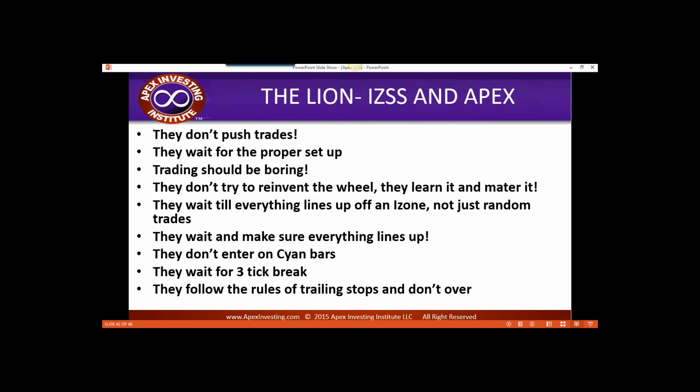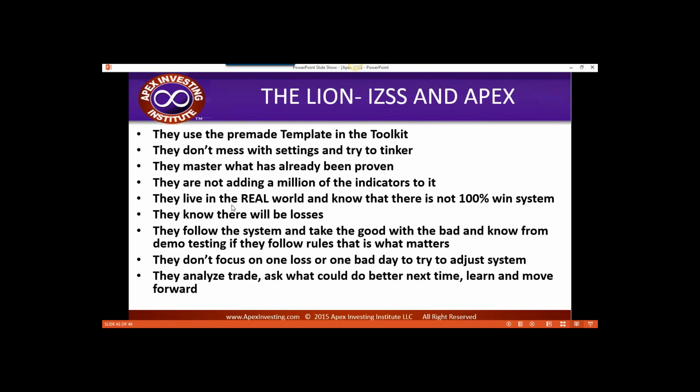You're getting in. You're not trying to get in early on a cyan bar. You're actually waiting for it to have the solid trend catcher bar, and then you're waiting for it to break 3 ticks. You're following the rule. You sit back, you're waiting, and you're watching, and you're doing it right, waiting for the perfect setup.